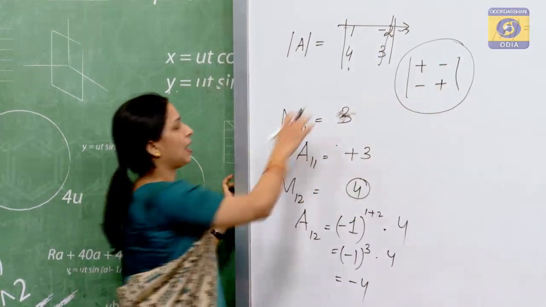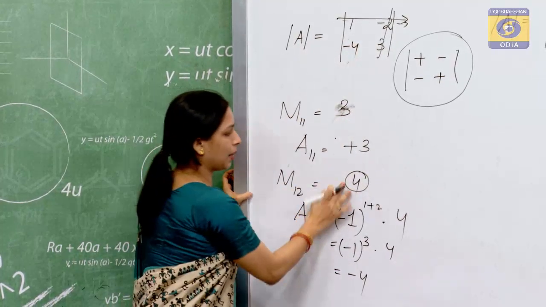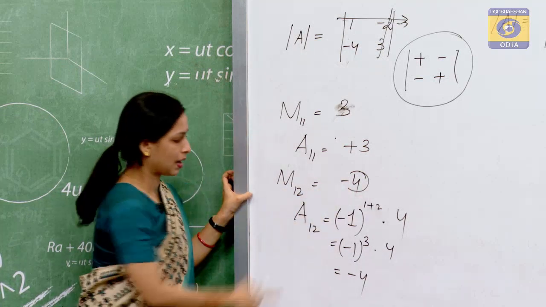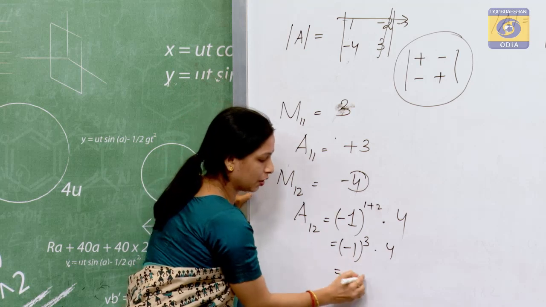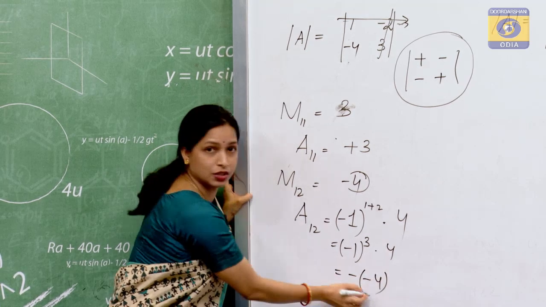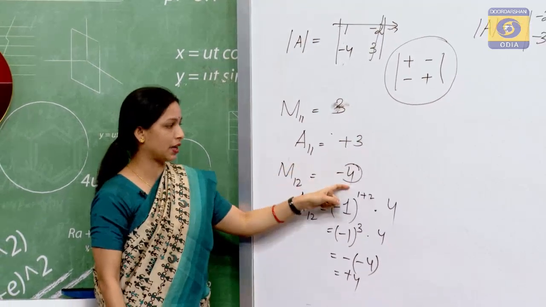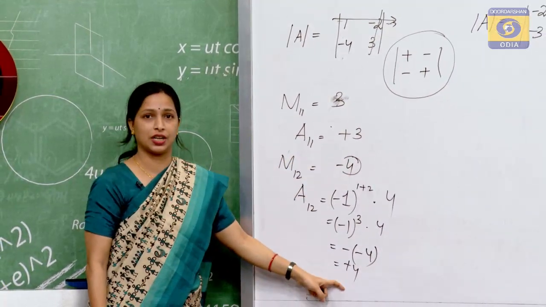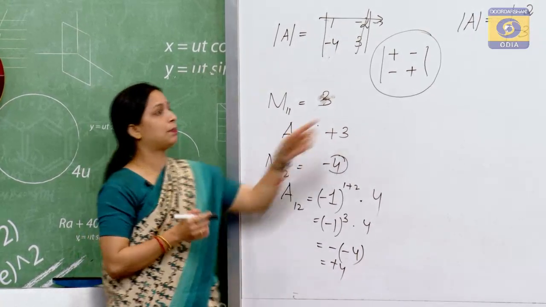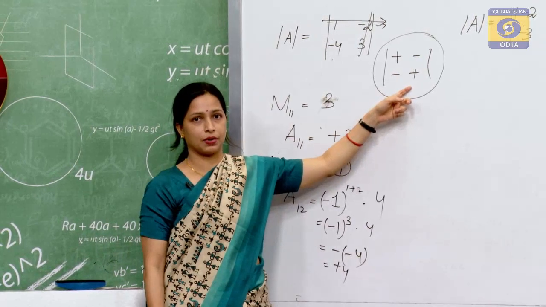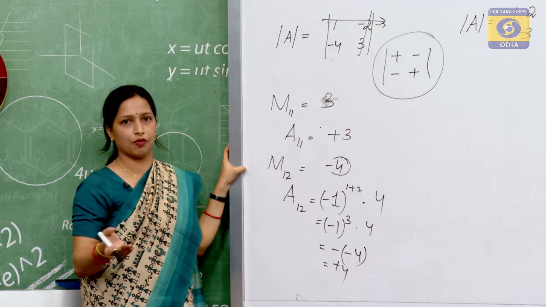Now, remember, if the minor had been minus 4, but the cofactor sign says minus, so now it will turn to minus into minus 4, which is plus 4. So, the minor was minus 4, but the cofactor has changed its sign to plus 4. So, that is why we must remember the positional signs of the elements, right. So, first we need to find out the minors and then the cofactors, right.